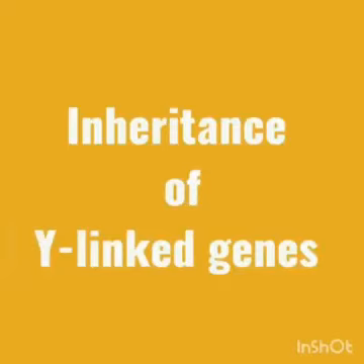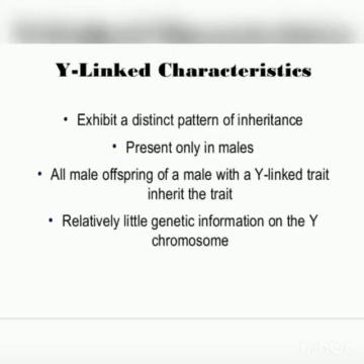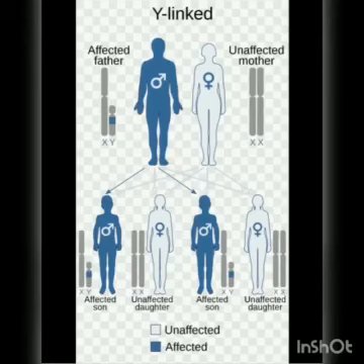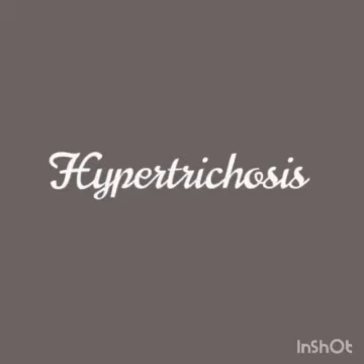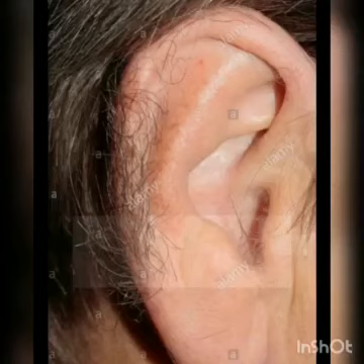Next, we move on to inheritance of Y-linked genes. Genes in the non-homologous region of the Y chromosome are inherited directly from male to male. In humans, the Y-linked or holandric gene is for hypertrichosis. Hypertrichosis means excessive development of hairs on the pinna of the ear. In this picture, you can see the excessive development of hair in the pinna of this man.